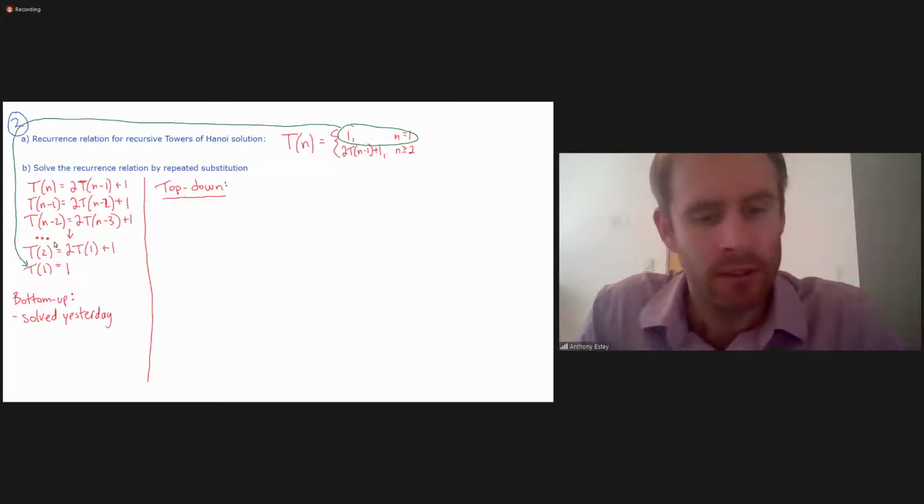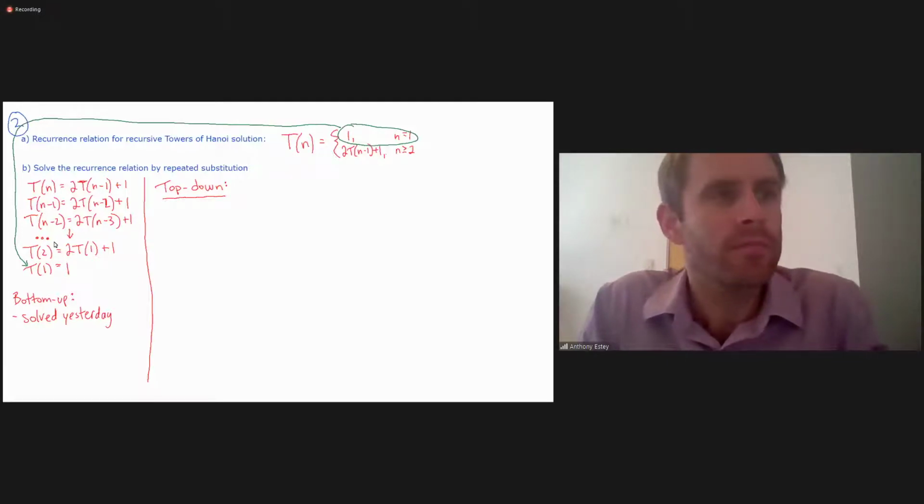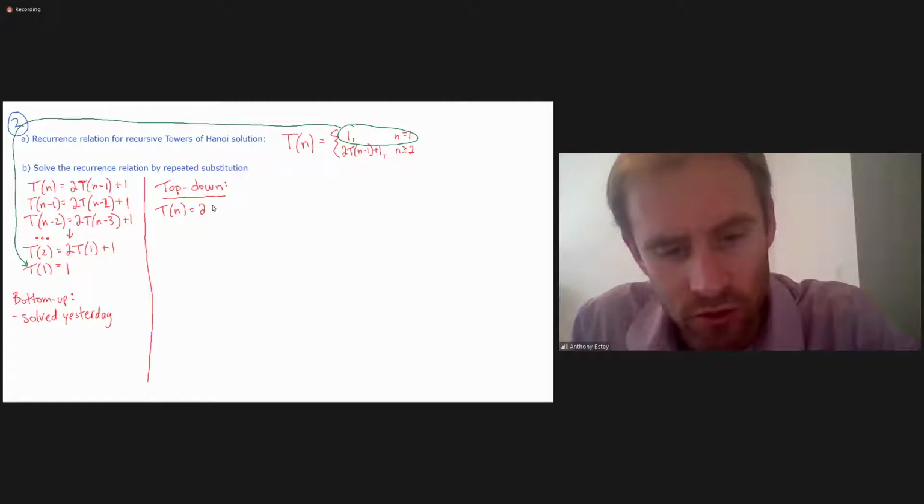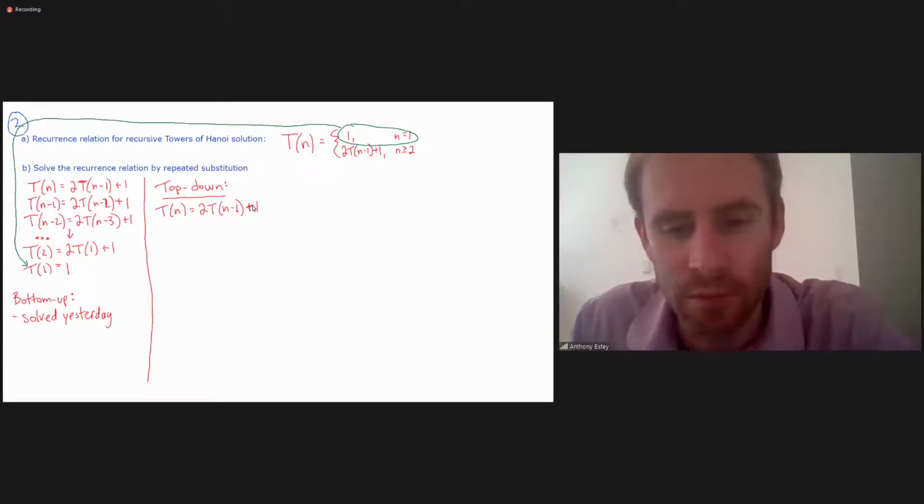Thanks, Finn. So now what we want to do is solve this same thing with a top-down approach. Again, we're going to start with our equation, which is t of n equals 2 times t of n minus 1 plus 1. And what we're going to do is repeated substitution here.